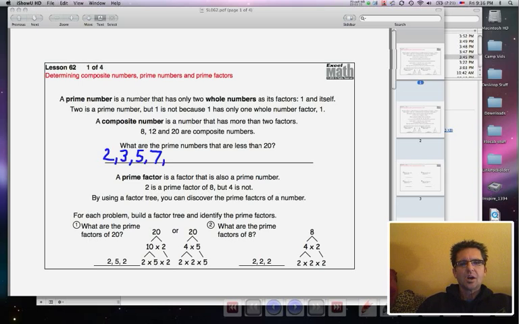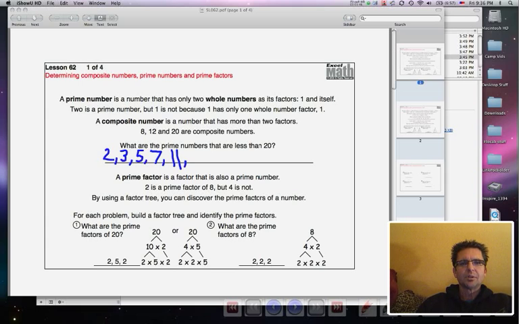Okay, 8 is not a prime number. Pretty much every even number other than 2 is not going to be a prime number because you can always divide even numbers by 2. And so now we go to 9. What about that? Well, 9's not a prime number because 3 times 3 is 9. 10 is even, so that's not prime. 11 is a prime number. Only 1 times 11 makes 11.